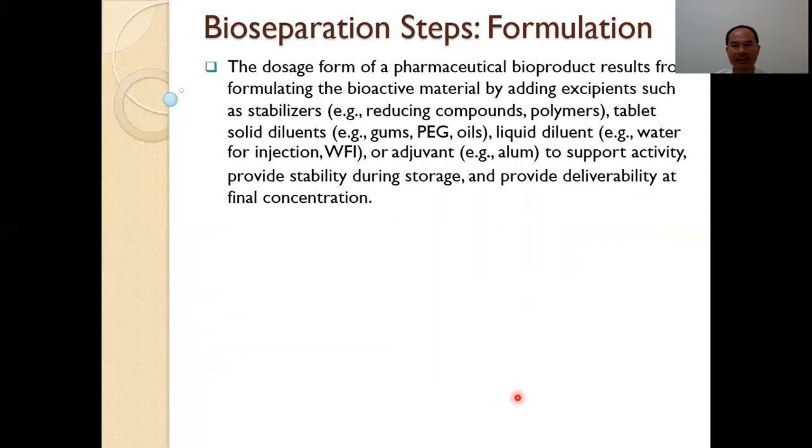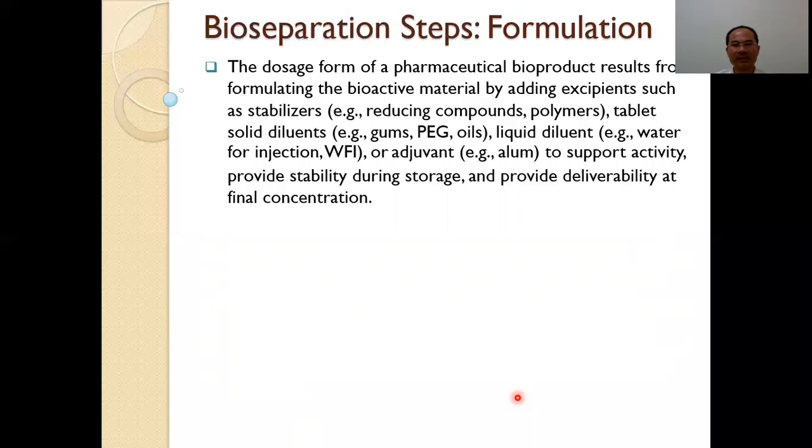The last one. Some products, after you purify them, need to be formulated. Especially for pharmaceutical products, we have to change the dosage form, the solid form, to be a tablet, something like that. This is the formulation or polishing technique.